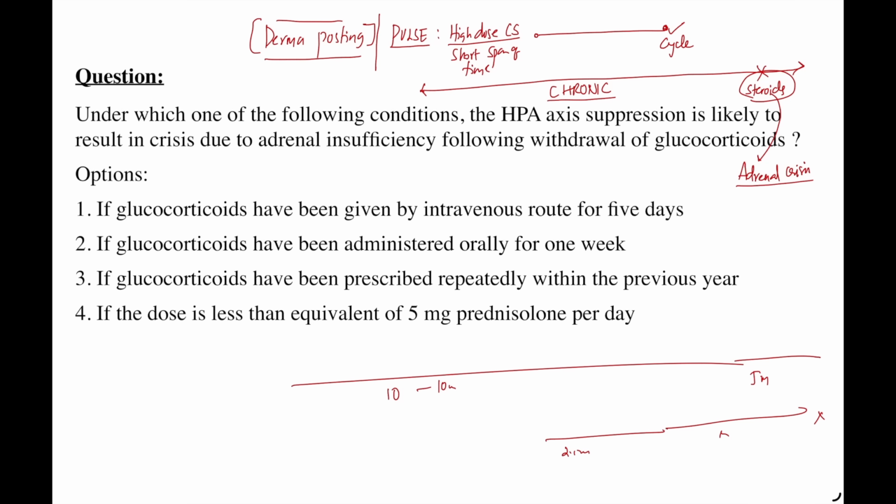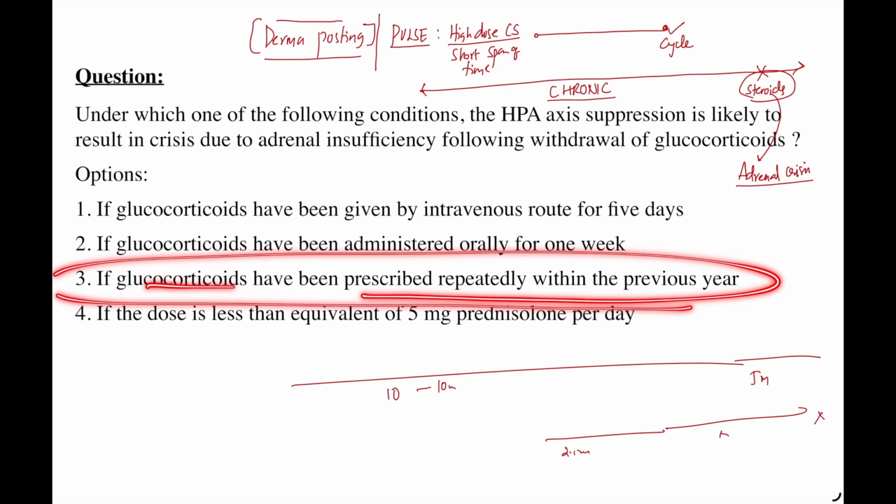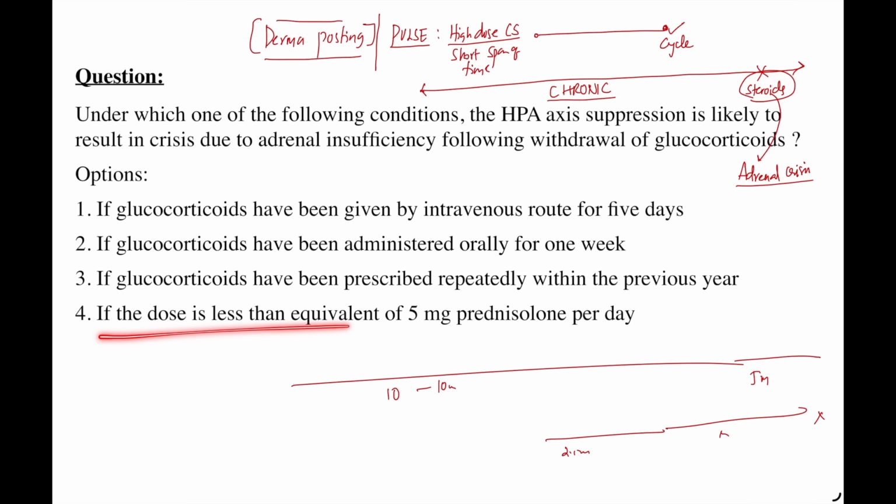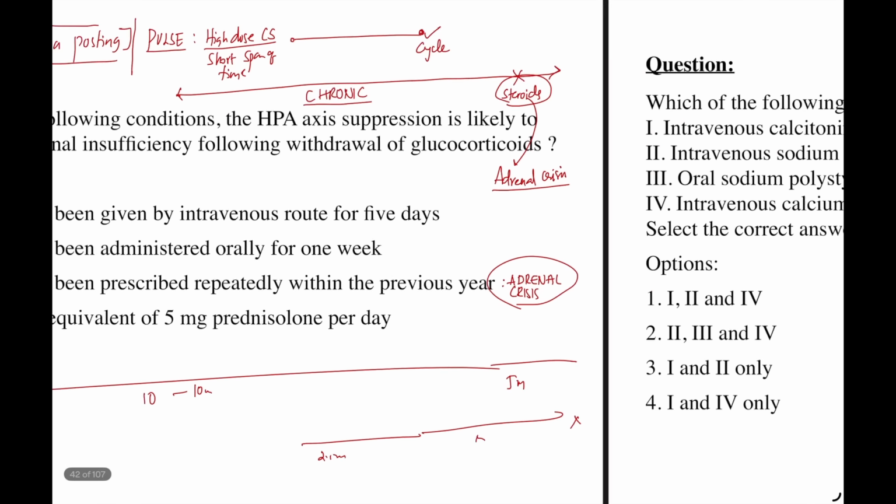So here in this question, the examiner is asking, under which of the following conditions is HPA axis suppression likely to result in adrenal crisis? If glucocorticoids are given IV for 5 days, no. If glucocorticoids have been administered orally for 1 week, okay, you can give. If glucocorticoids have been prescribed repeatedly within the previous year, this is what happens with chronic asthmatics. If the dose is less than the equivalent of 5 mg, if low dose, it's fine. So this is the wrong option. That means this shouldn't be practiced. This has risk of leading to adrenal crisis. Right? So let's move on to the next question.